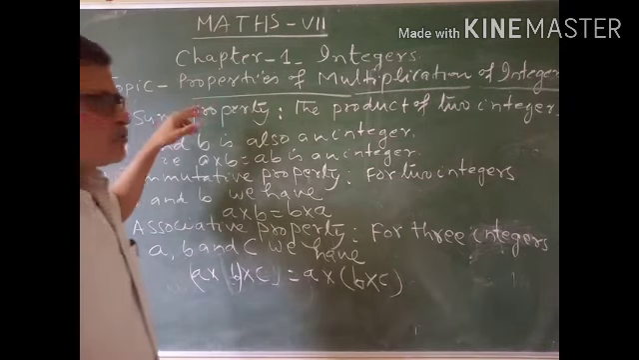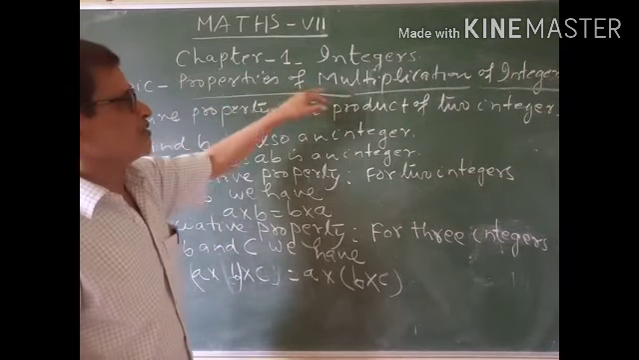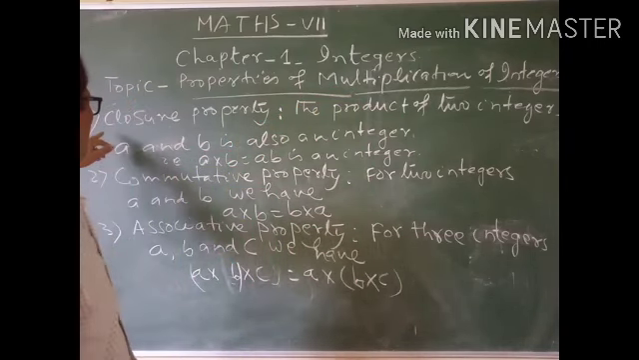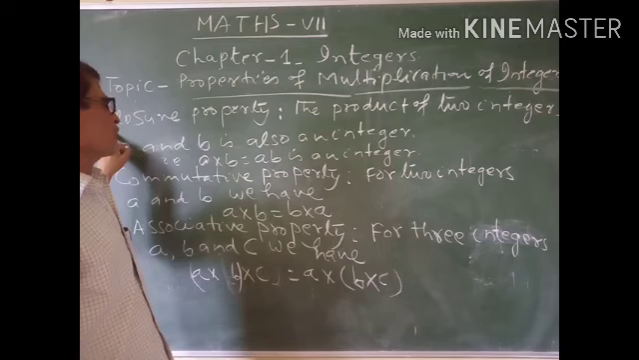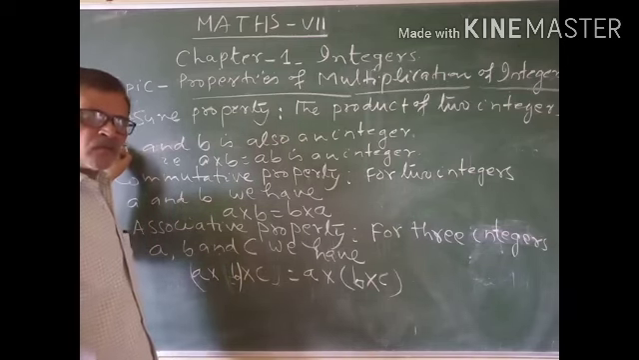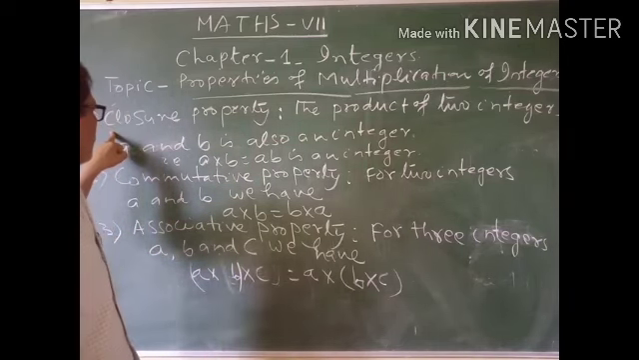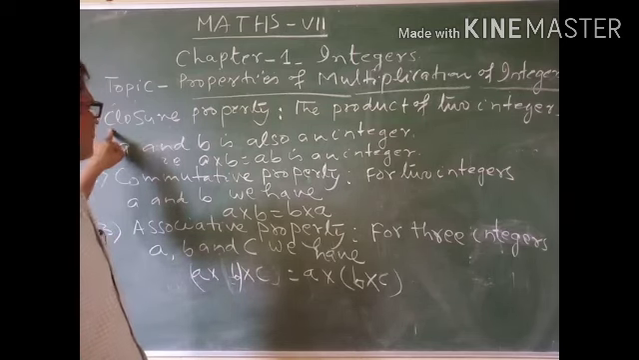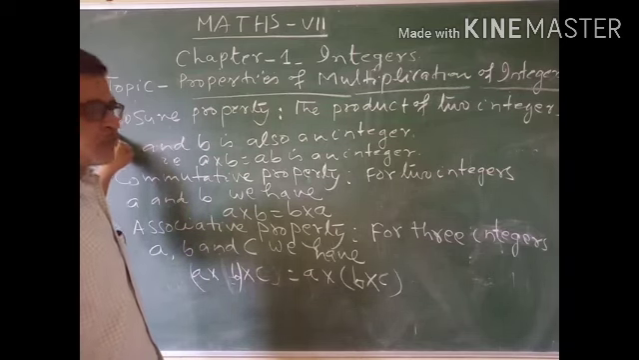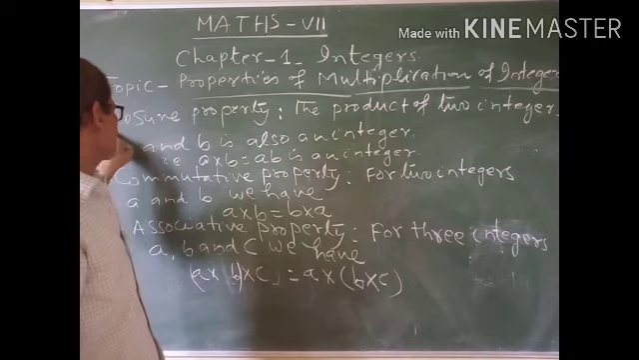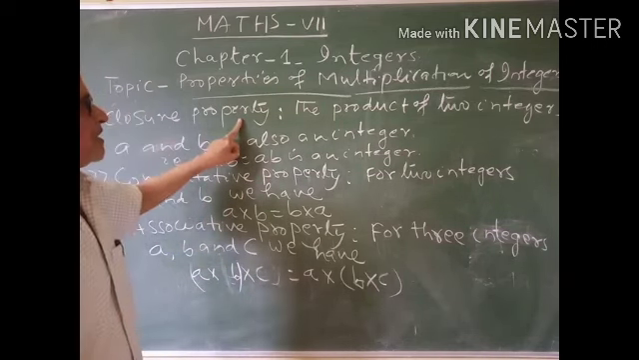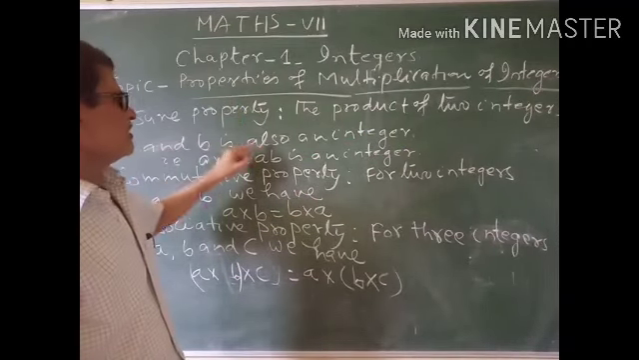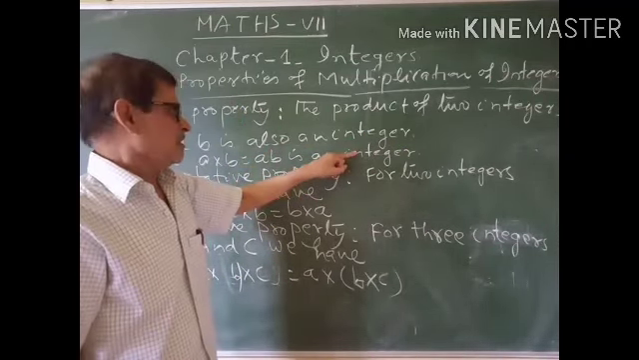Now I am going to explain you properties of multiplication of integers. The first property is closure property. Of course, I have already explained all these properties for addition. Here we shall study this property for multiplication. So closure property, the product of two integers a and b is also an integer.